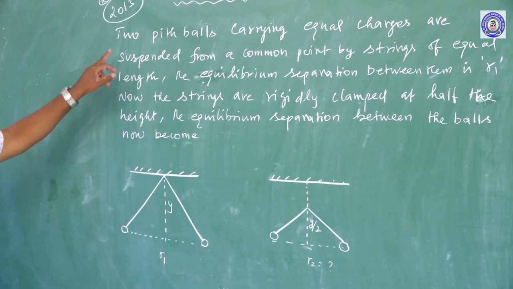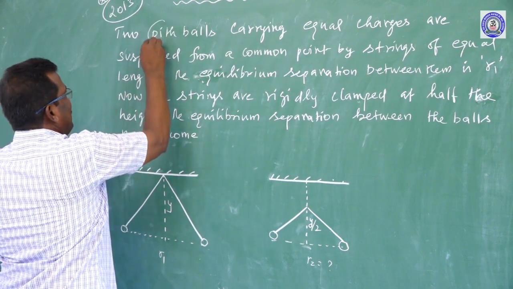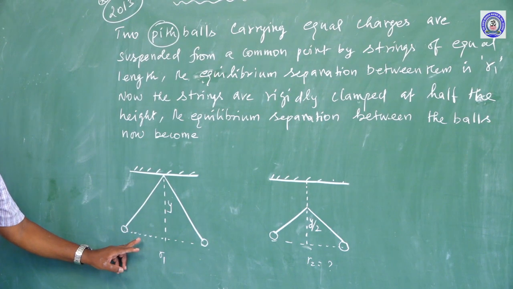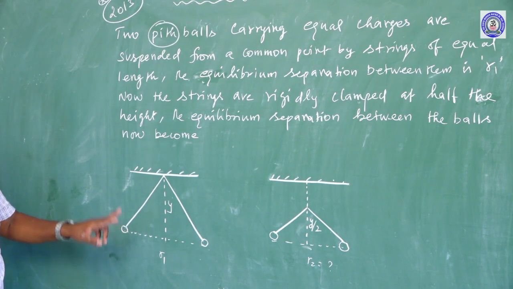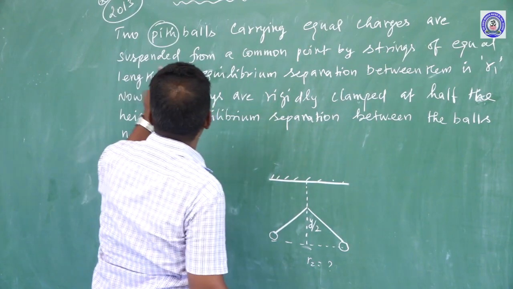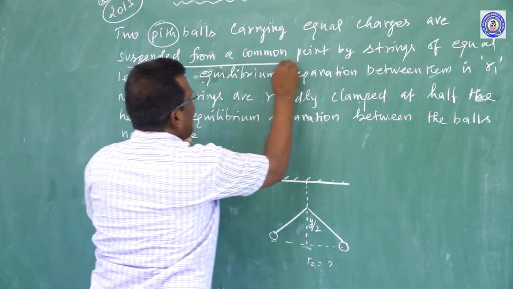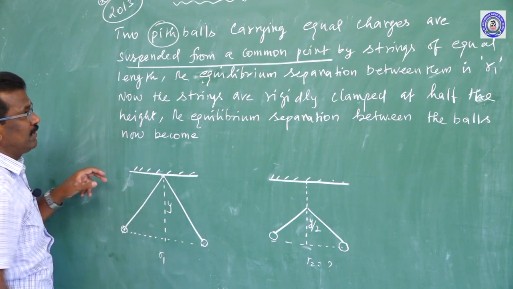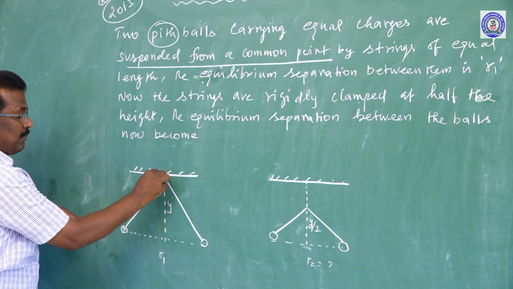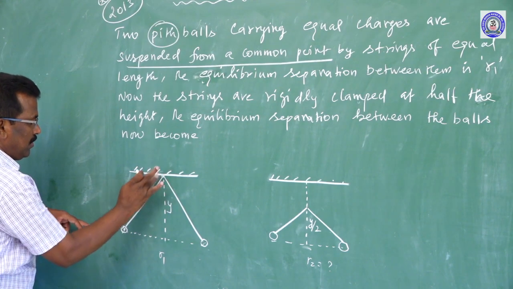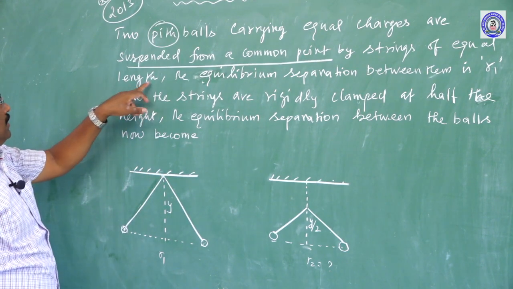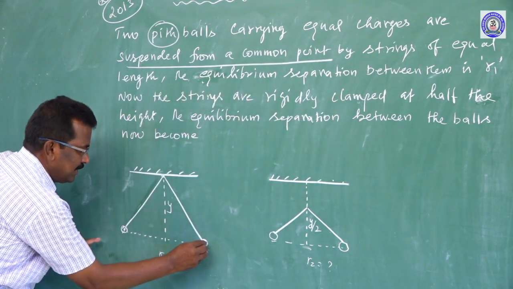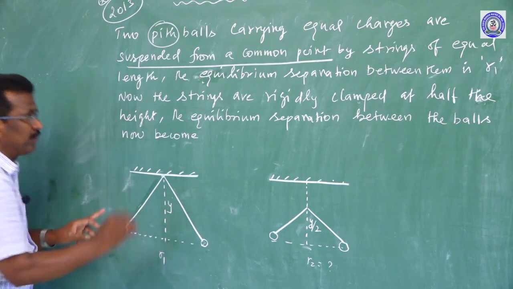Two pith balls. What is a pith ball? The ball which carries positive charges easily. That kind of balls are called pith balls. Carrying equal charges, they are suspended from a common point. There are two pith balls suspended from the common point by strings whose length is L. The equilibrium separation between them is R1. The separation between the two pith balls is R1.